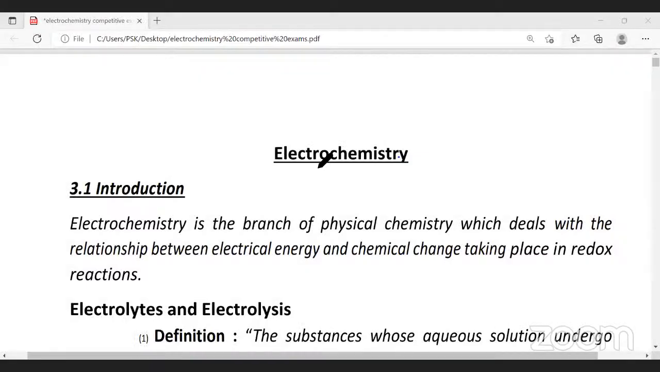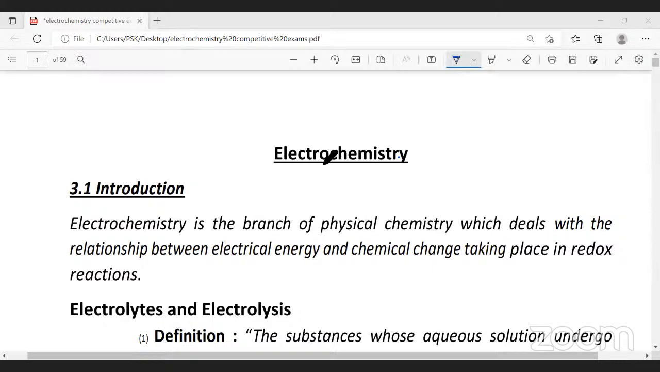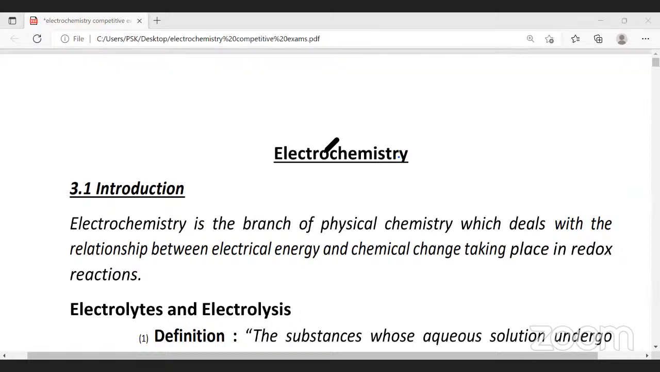Okay, we'll continue. The new chapter, electrochemistry. It's a very lengthy chapter. We have done only 2 chapters so far. We have so many more chapters to do. We will see how fast we can complete. The 3rd chapter is electrochemistry.